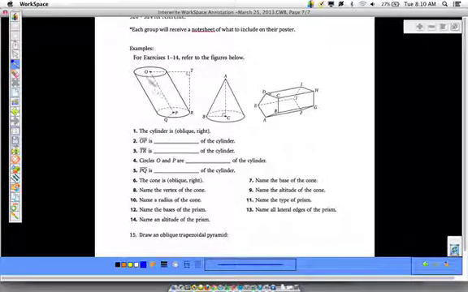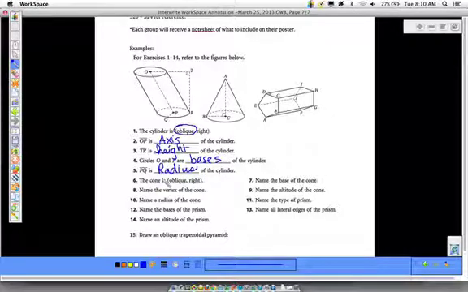So the cylinder is oblique or right. It's slanted, so it is oblique. And it has a different height, you can see, than on the axis. OP, that's right here, is the axis of the cylinder. TR is the height of the cylinder. Circle O and P are the bases of the cylinder, the parallel and congruent parts. PQ is the radius of the cylinder.